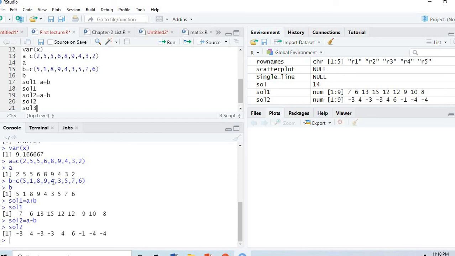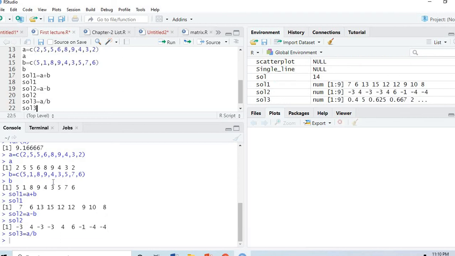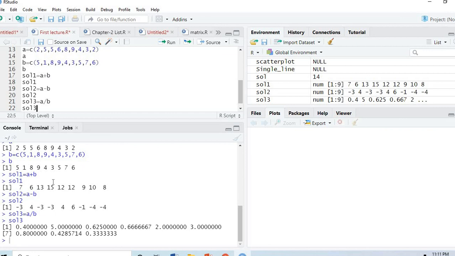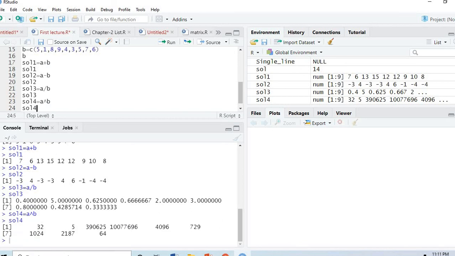Similarly, you can find solution 3, that is a divided by b. All the elements of a will be divided by the corresponding elements of b, and you can find the results in the console area: 0.4, 5.0, 0.6, like this. Similarly, let's say solution 4 is a raised to power b. Alt plus Enter, again you find solution 4 and Alt plus Enter. So these are the values of solution 4, that is a raised to power b.